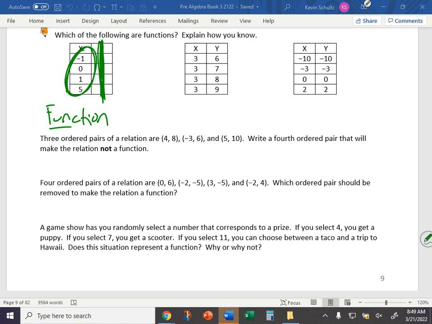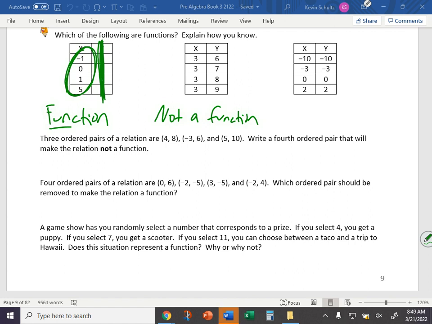Next one, raise your hand. Yay, function. Nay, not a function. Ooh, overwhelmingly nay. You are correct. Okay? The same person can't have 4 different birthdays. That doesn't happen. Right? X repeats itself throughout, so it is not a function.